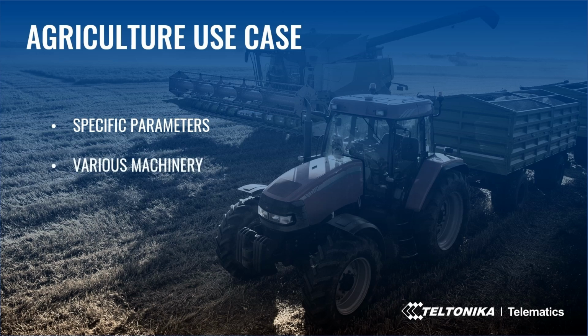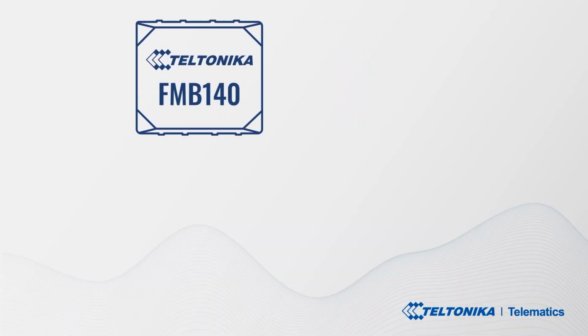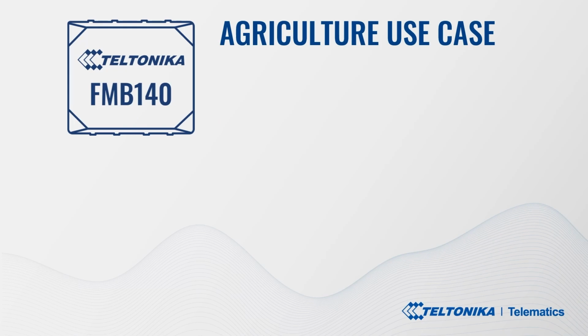The client had a wide list of different agriculture machinery, and the problem was that not all models were on a supported list. So how did we deal with that challenge? We offered our advanced tracker FMB140 with integrated CAN chip. We created it based on the requests of our clients, which were often repeated.